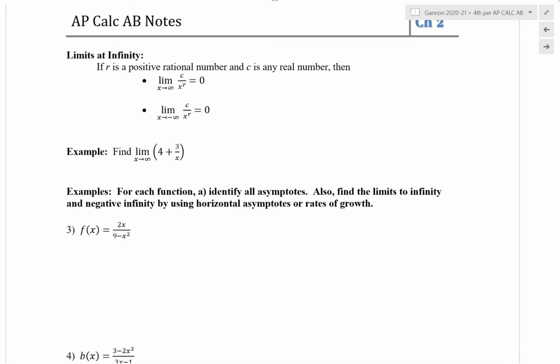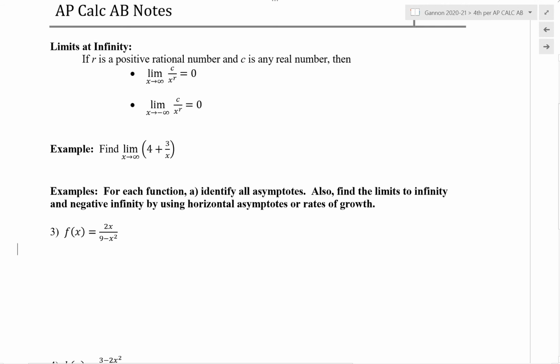So what you want to think about is C is some real number, some constant value. If we're talking about x to the R and x is approaching infinity, that means we're saying infinity to some power. So you're basically taking a constant number, a relatively small number, and dividing it by infinity. In that case, whether that infinity is positive or negative, you're going to get closer and closer to 0. So the limit as x approaches infinity in that case is going to be 0.